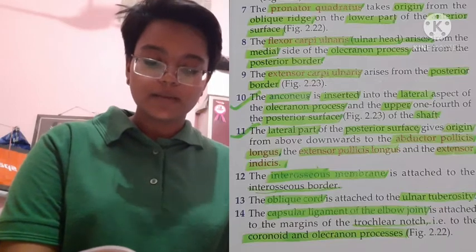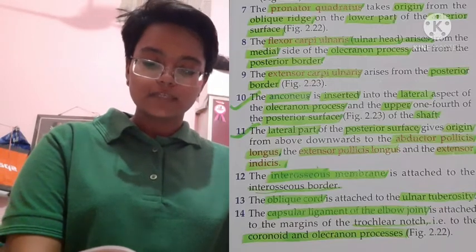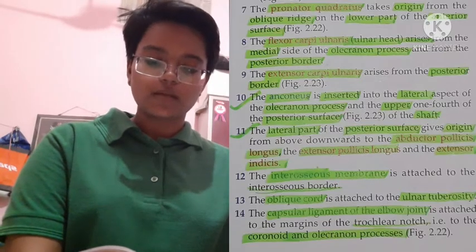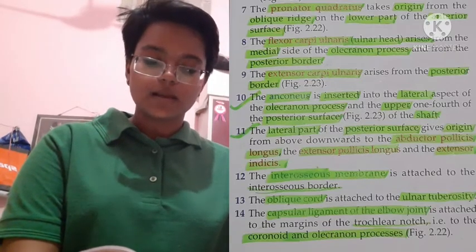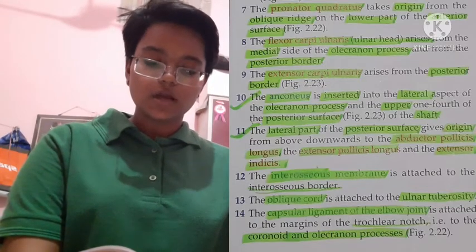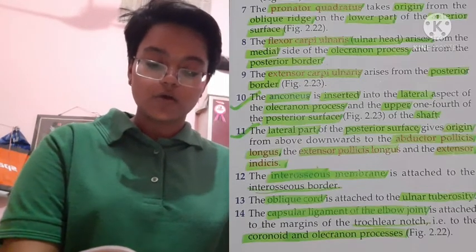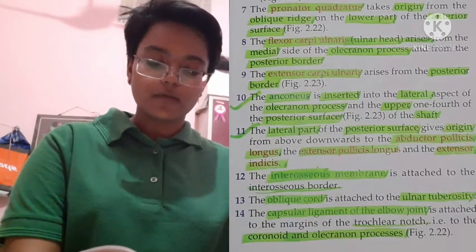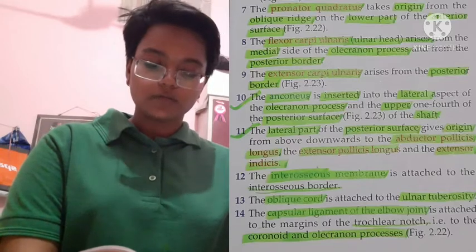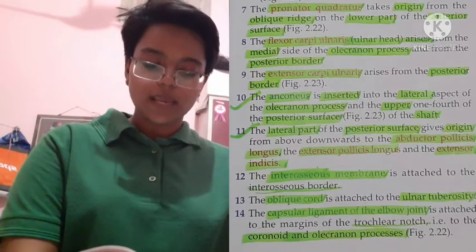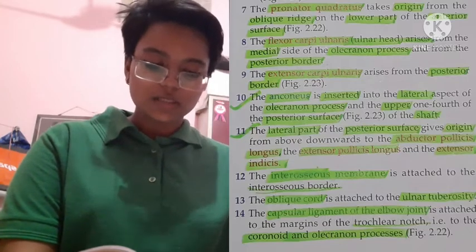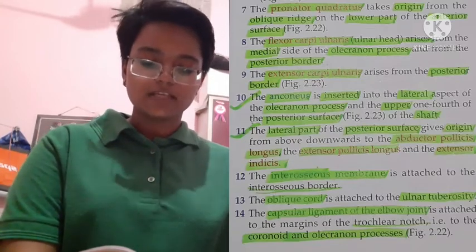The flexor carpi ulnaris ulnar head arises from the medial surface of the olecranon process and from the posterior border. The extensor carpi ulnaris arises from the posterior border. The anconeus is inserted into the lateral aspect of the olecranon process and the upper 1/4 of the posterior surface of the shaft. The lateral part of the posterior surface gives origin, from above downwards, to the abductor pollicis longus, the extensor pollicis longus, and the extensor indicis.